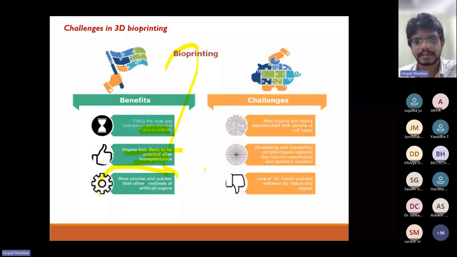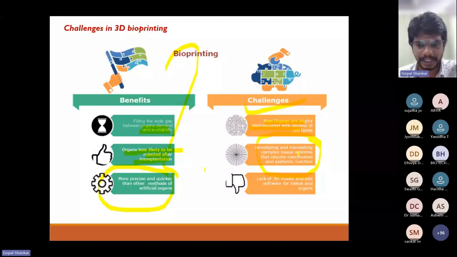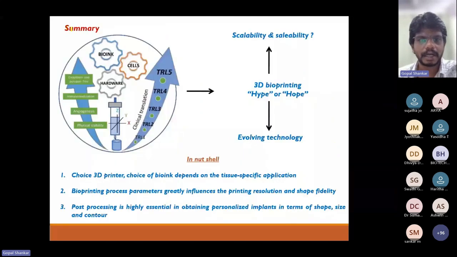So what are the challenges? Are we able to really mimic the real organs? No, we are not able to mimic the real organs, because there is not only a single type of cell that develops an organ, there are multiple types that play a vital role in organ development. And developing and translating complex tissue systems requires very coordinated and synchronized systemic functions. That is very, very challenging to achieve. And we are also lacking in 3D models that can be used for software analysis for the tissues and organs. So in summary, any product that you have in tissue engineering should be scalable and saleable.